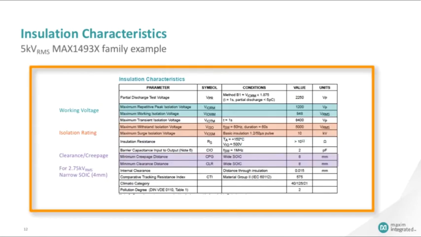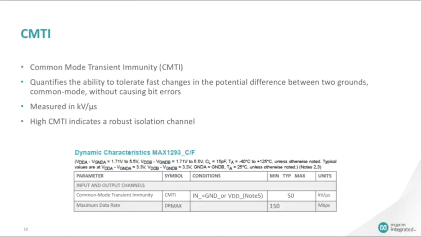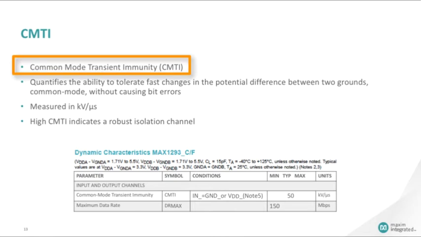All isolator datasheets should have a table to specify insulation specifications. The key specifications are shown in this electrical characteristics table. One of the key specifications of isolation technology is common mode transient immunity, or CMTI. It quantifies the ability to tolerate fast changes in the potential difference between two grounds, common mode, without causing bit errors. It is measured in kilovolts per microsecond, and a high CMTI indicates a robust isolation channel.